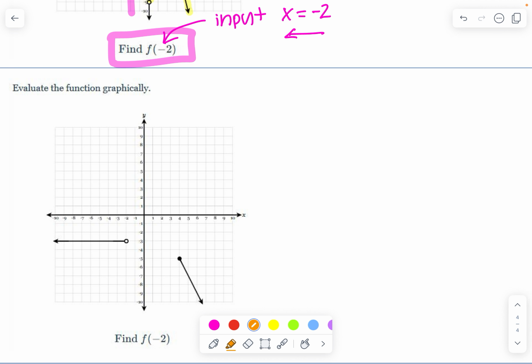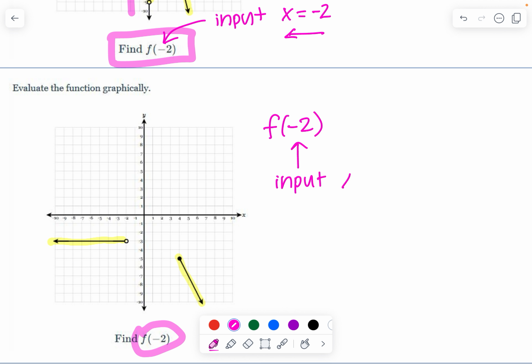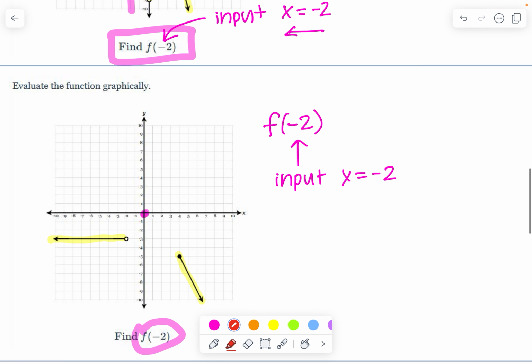Here's our last example. This guy is only 2 pieces. We have this chunk on the left with the open circle, this chunk on the right with a closed circle, and here our goal is to find f of -2. F of -2 has something on the inside of the parentheses. That means our input is x equals -2. So start at the origin, 0, 0. Since x is negative, we're going to go left 2 units, right over here, -2, look up, look down, and oh no, at -2, we're at the open circle.